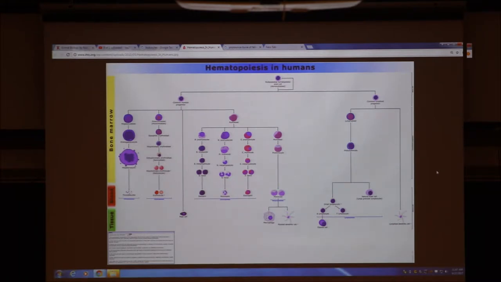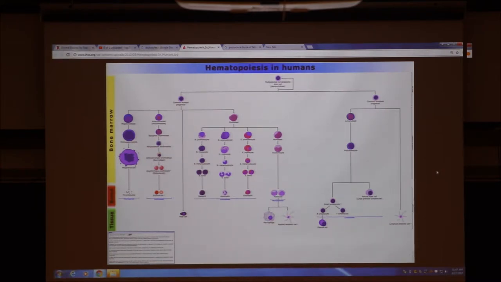Hopefully, as we go along, you can define words you've never seen before if you know the parts. Hemato means blood, H-E-M-A-T-O, right? Poiesis usually means producing. So this is producing blood in humans. And again, there are some species differences.